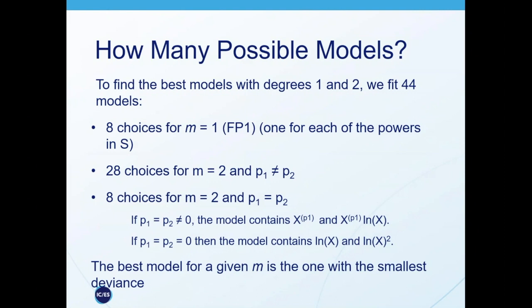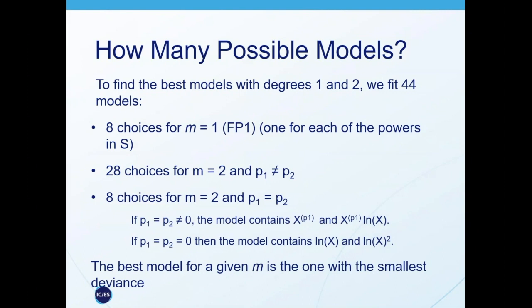This is kind of horrifying, this slide. It's maybe not quite as horrifying as the slide I put up showing how to calculate the splines, but it's bad enough. We're going to fit 44 models. Because we have 8 choices for m equals 1. We have 8 possible powers in our set of powers, if we just choose one of them.